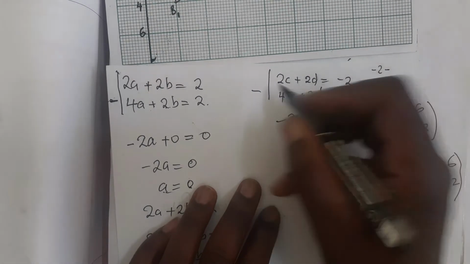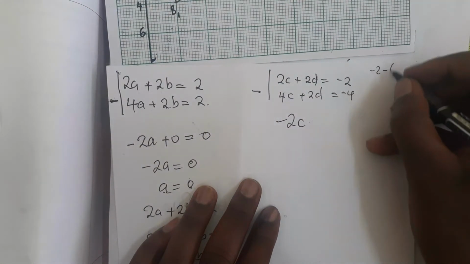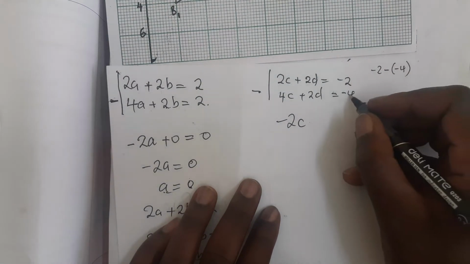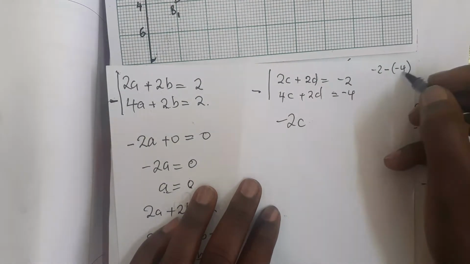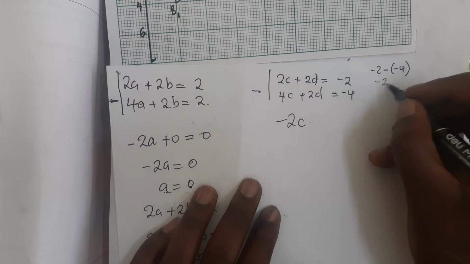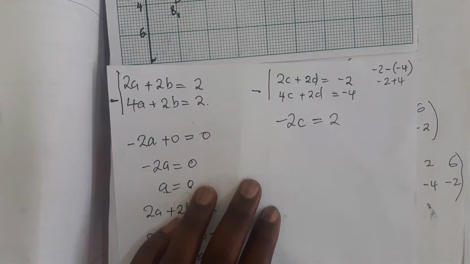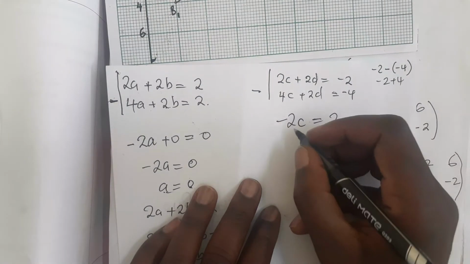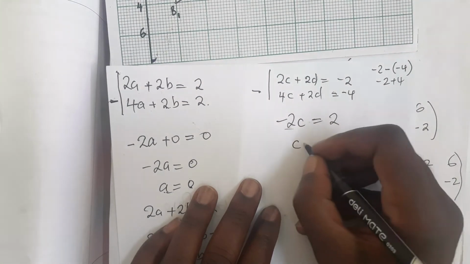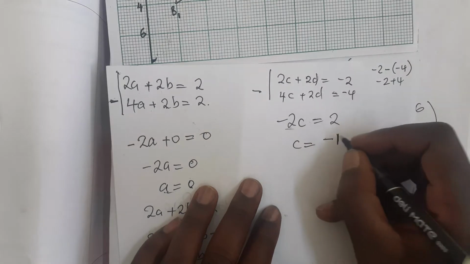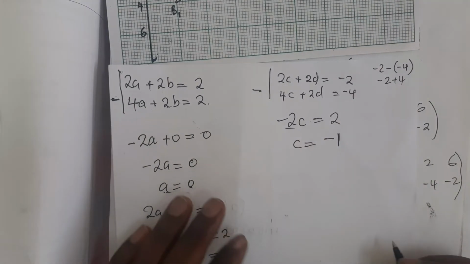Negative 2 minus, which is this minus here, minus what? 4. Negative 2 minus negative 4. So what does this give us? It will give us 2. So when you divide both sides by negative 2, you are going to get that c is equal to negative 1.